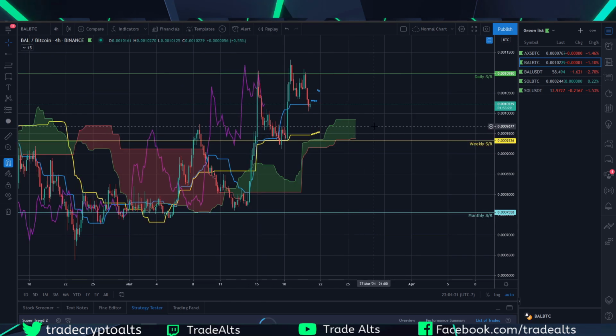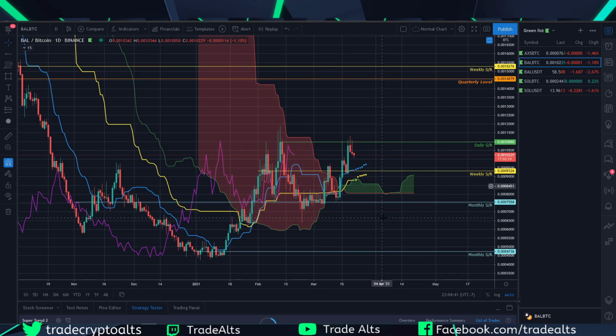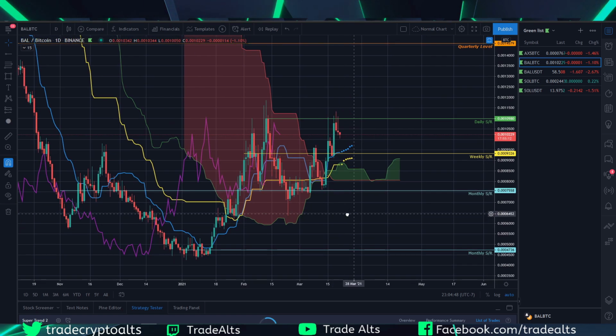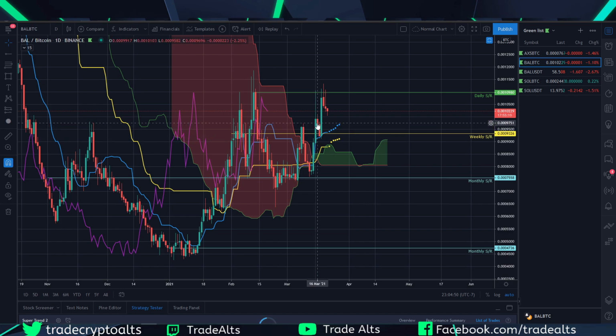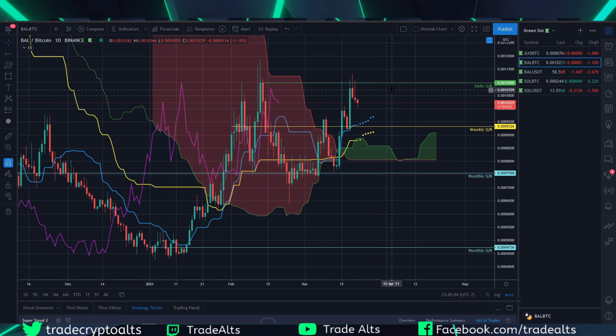So this is Balancer, Balancer BTC. I'm on the 4-hour, but I actually want to zoom out for a bit and see what's going on. I'll tell you already, I like this quite a bit. This is bullish. So you have your bullish breakout here. Your cloud is bullish. Price is above, outside of cloud, obviously, right?